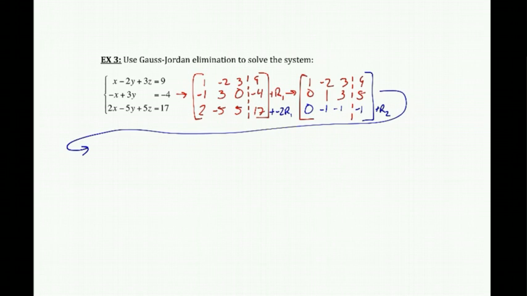So adding row 2 to row 3, we're not tweaking row 1 at all. So we have still 1, -2, 3, and then our constant of 9. We're leaving row 2 alone. We're going to use it, but we're not going to change it. And if we add row 2 to row 3, we'll do 0 plus 0. That's still 0. We'll do 1 plus -1.